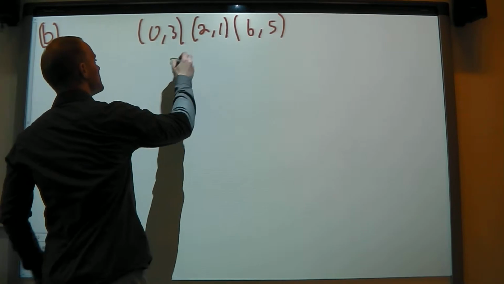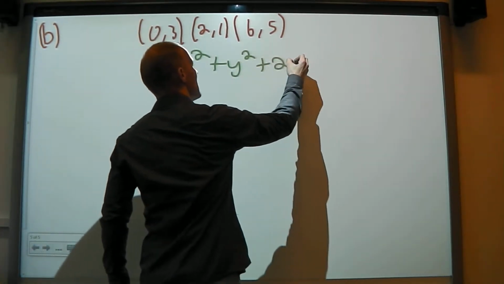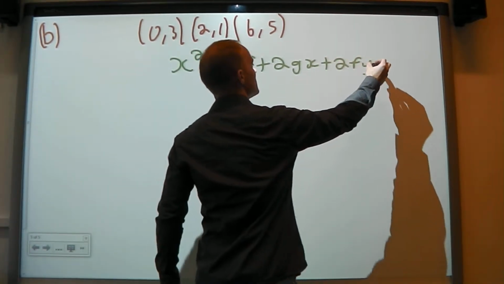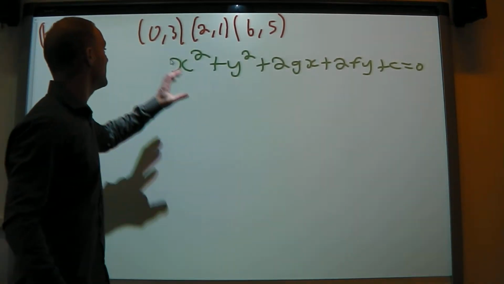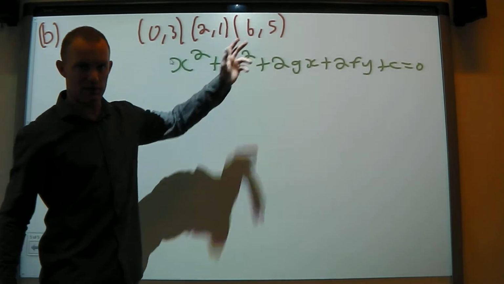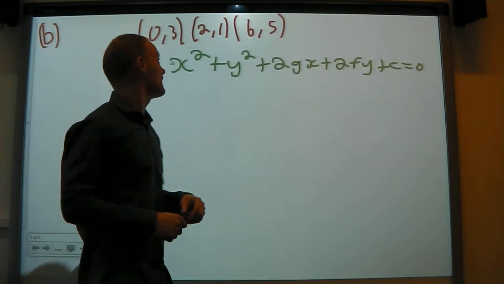So just the general equation of a circle, we should all know this: x squared plus y squared plus 2gx plus 2fy plus c is equal to 0. Now what we want to do is fill in 0, 3 as x and y, 2, 1 as x and y, 6, 5 as x and y, and just do that a few times. It'll be messy enough, but we'll eventually get the answer.